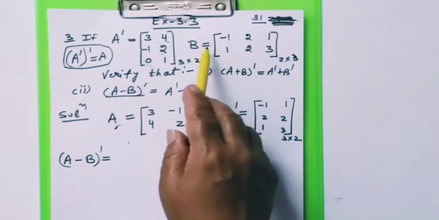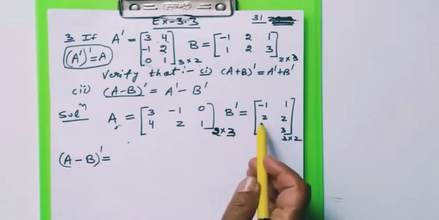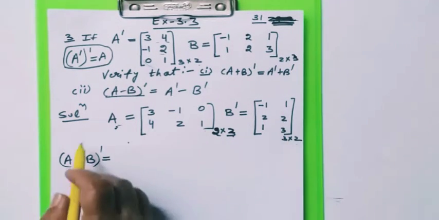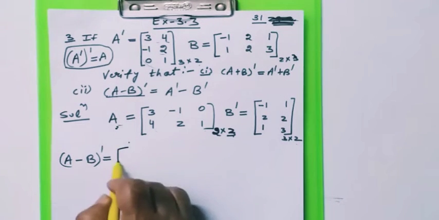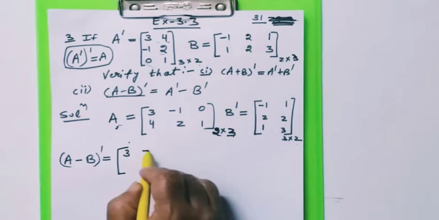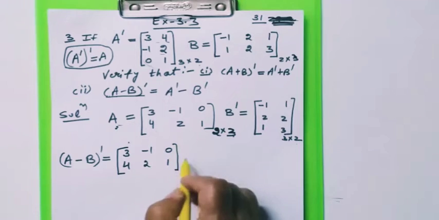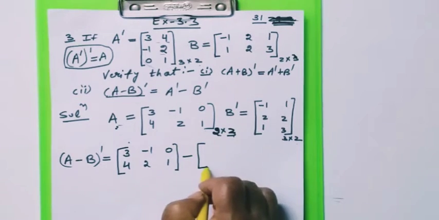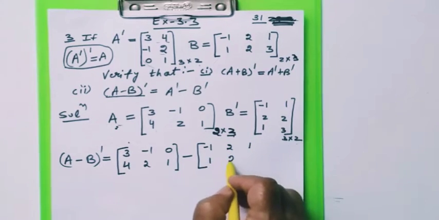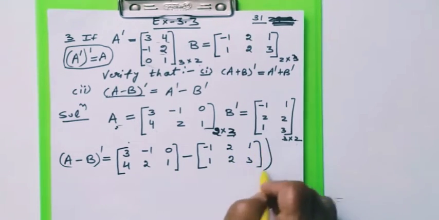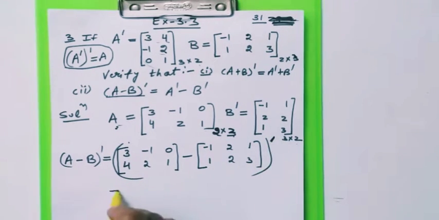Now similarly, I am given matrix B, which is a 2 by 3 matrix, and I find matrix B transpose, which is a 3 by 2 matrix. So the left hand side is (A minus B) whole transpose. From A, I have to subtract matrix B. This is matrix A: 3 minus 1 0, 4 2 1, and matrix B is minus 1 2 1, 1 2 3. I subtract these two matrices, and whatever I get I have to take its transpose.